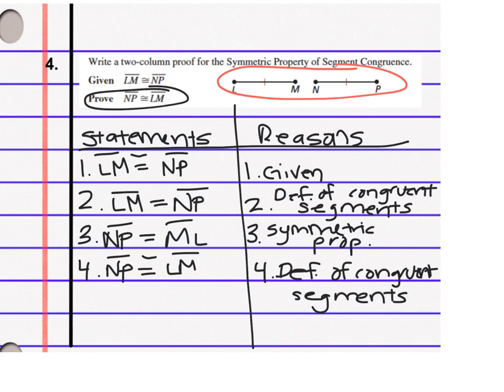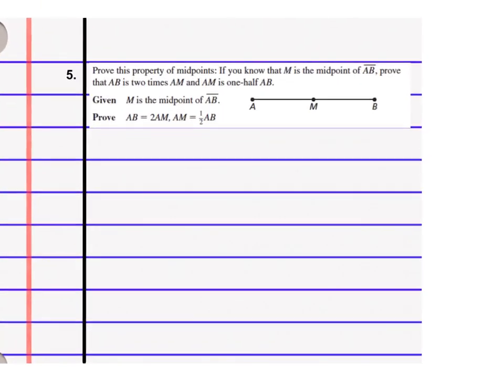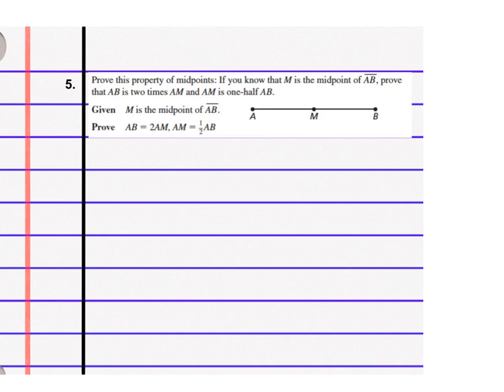So if you need more time, go ahead, pause the video so you can get this written down. I'm going to keep going. All right, problem 5. Prove this property of midpoints. If you know that M is the midpoint of line segment AB, prove that AB is 2 times AM, and AM is 1/2 of AB.